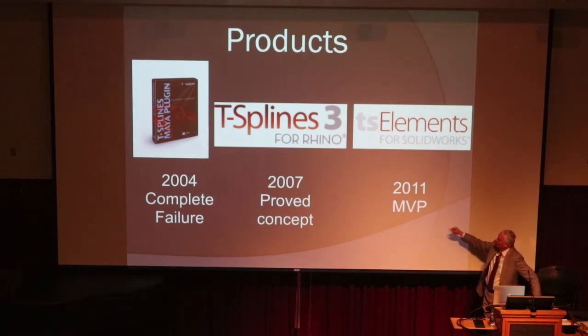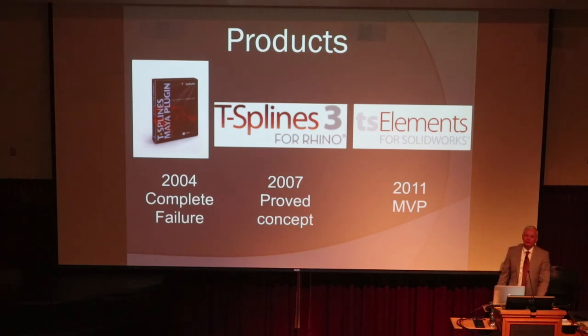And this was what we called the MVP. Does anyone know what MVP stands for in this context? Minimal viable product. Which means you've got the bare minimum number of features in it that anyone would pay any money for at all. So just kind of really enough to see if anybody was interested at all in the T-Splines. And sure enough, it got a lot of good publicity.